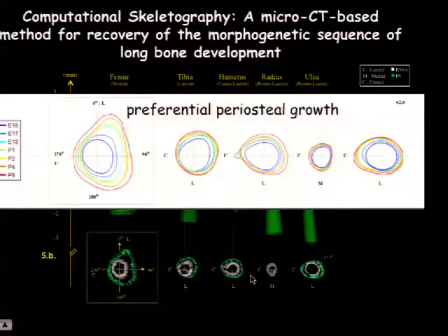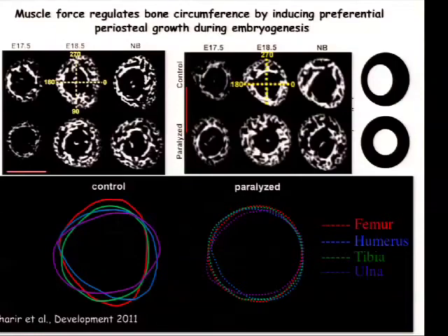As you can see, this is the analysis of this process. What is immediately obvious is that there is preferential growth. Some regions almost don't grow at all, while others expanded dramatically, and you can see that it's verified on different days as well. So now that we understand how bones acquire their periosteal growth, we could ask, what's the role of muscle in this process?